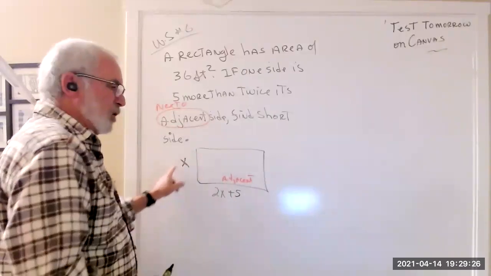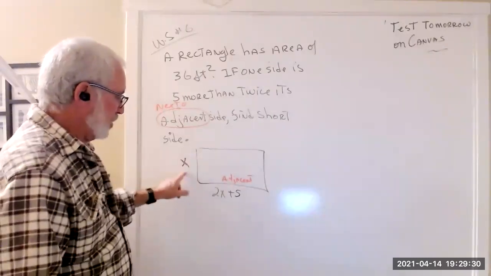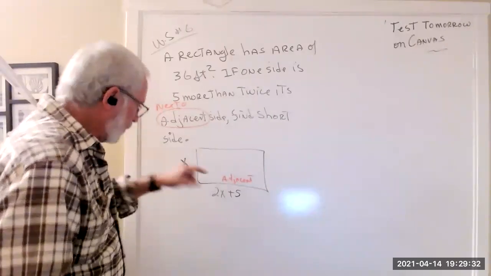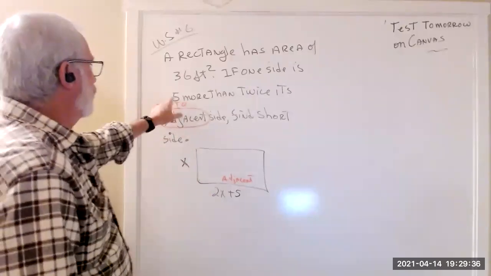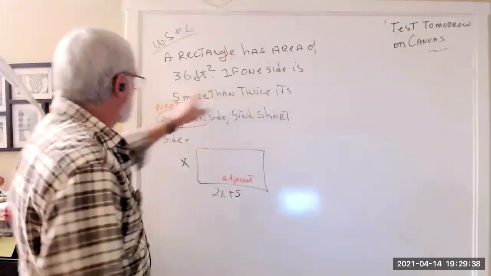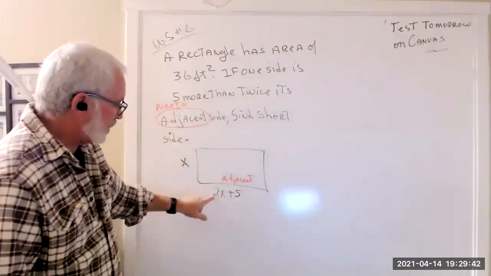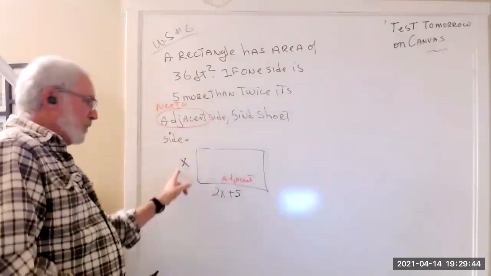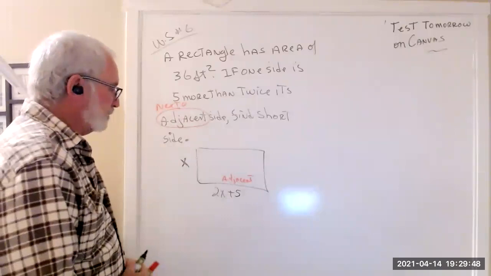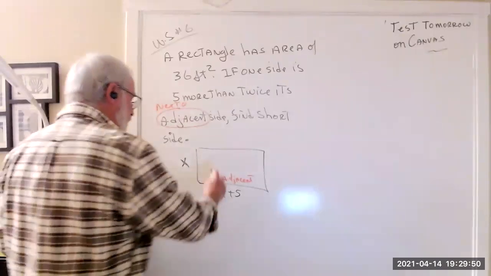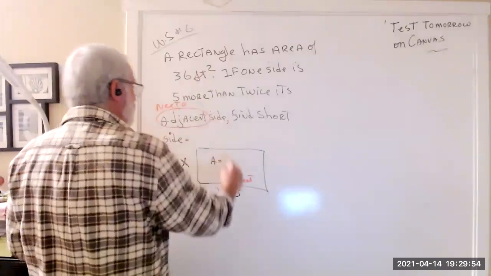These two would be called adjacent to each other, next to each other. So those are your two sides. And that's the English, 5 more than twice its adjacent side. 5 more than twice means 2 times this other side here. So that's got to be your setup or your sides. We also know that area is 36.